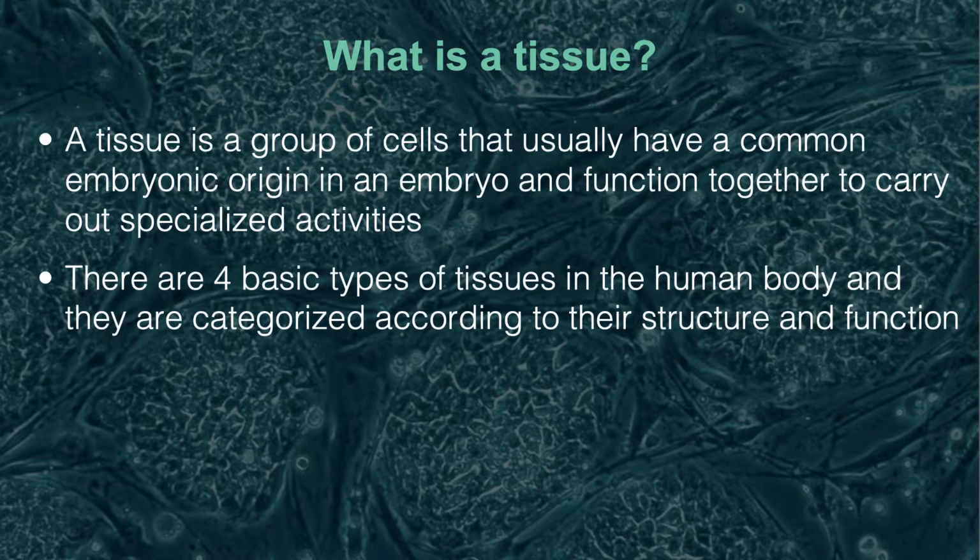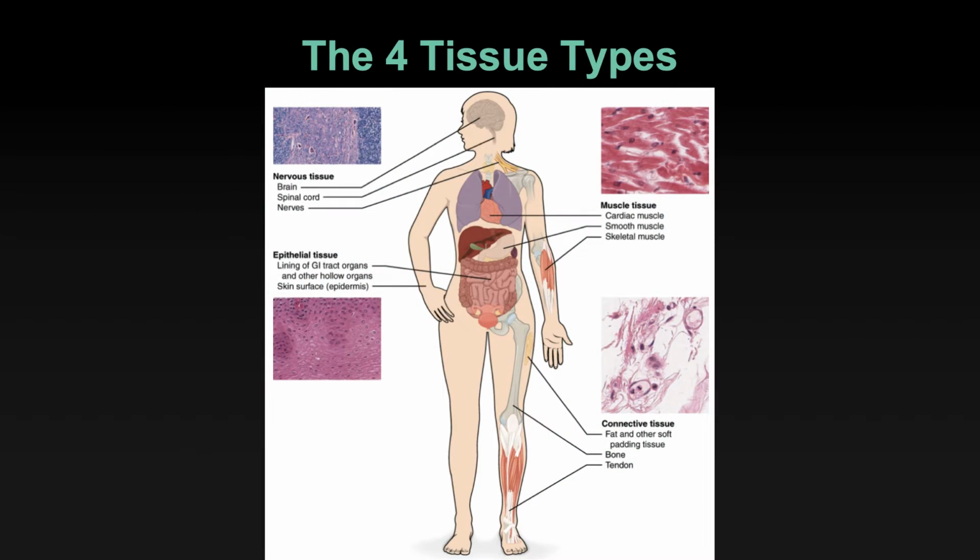We are broadly going to break tissue types up into 4 categories. There are 4 main categories, each with their own subcategories, but for our introductory purposes, there are 4 basic types of tissue. And these tissues mix and match to form all of the organs and structures in the body. Only 4 types. What are those 4 types of tissues?